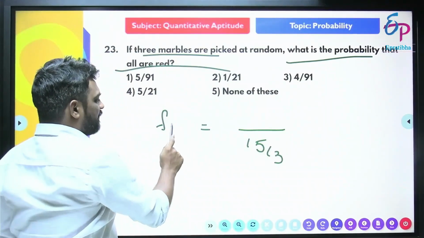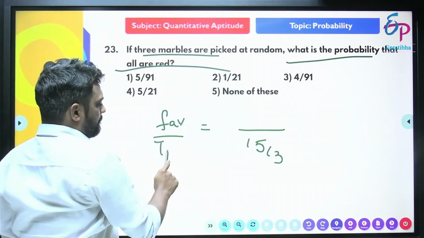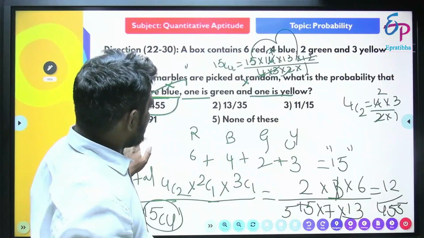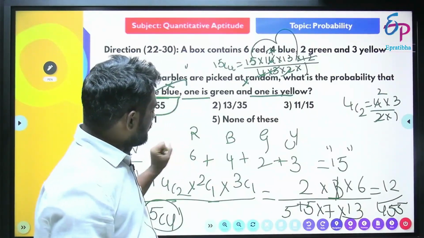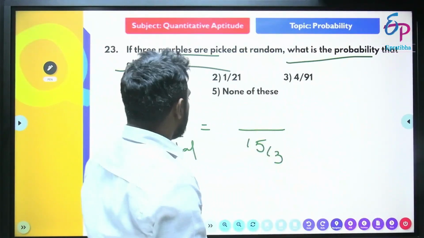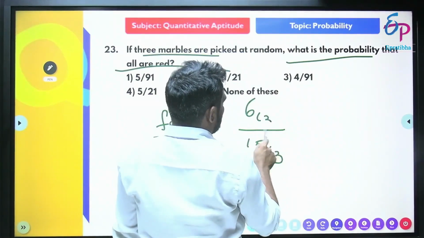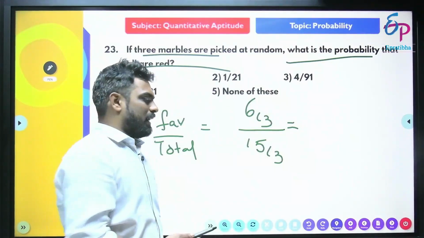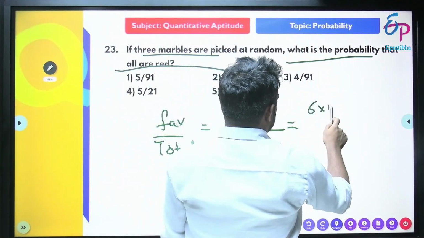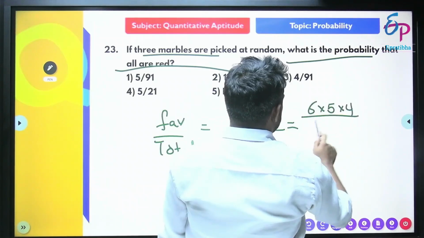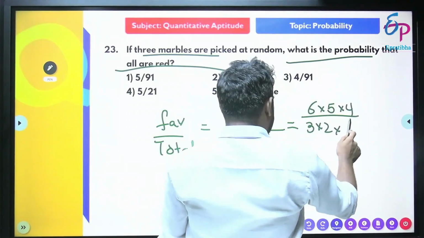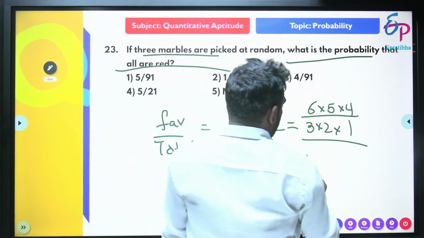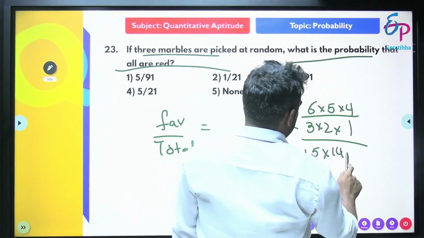But where exactly is the favorable number of outcomes? All are red, right? So total red are how many? 6 marbles are red. From 6 marbles, how many do we have to pick? 3 marbles, right? So 6, 3 and 15C3 we have to calculate. 6 into 5 into 4, from 6, 3 numbers, by 3 into 2 into 1. Here also from 15, 3 numbers we have to write first: 15 into 14 into 13.